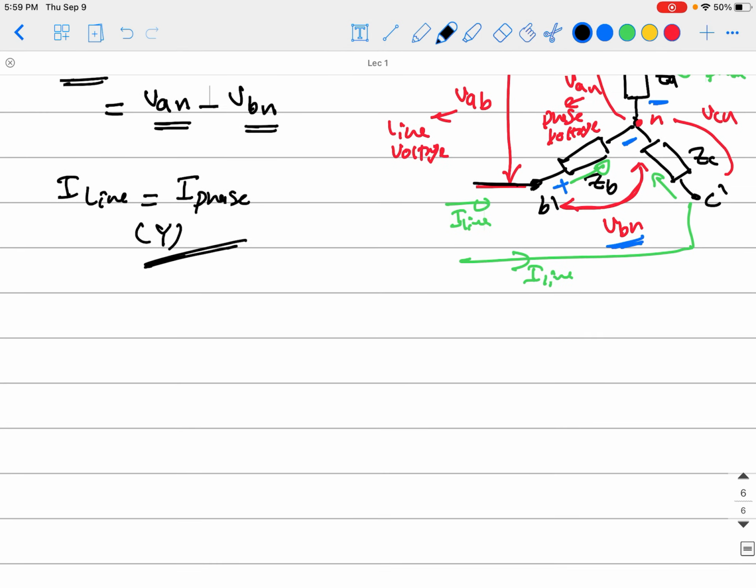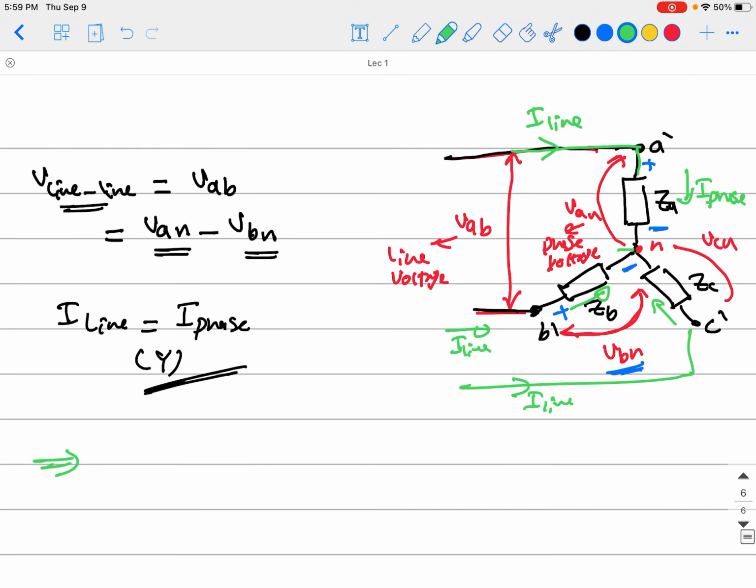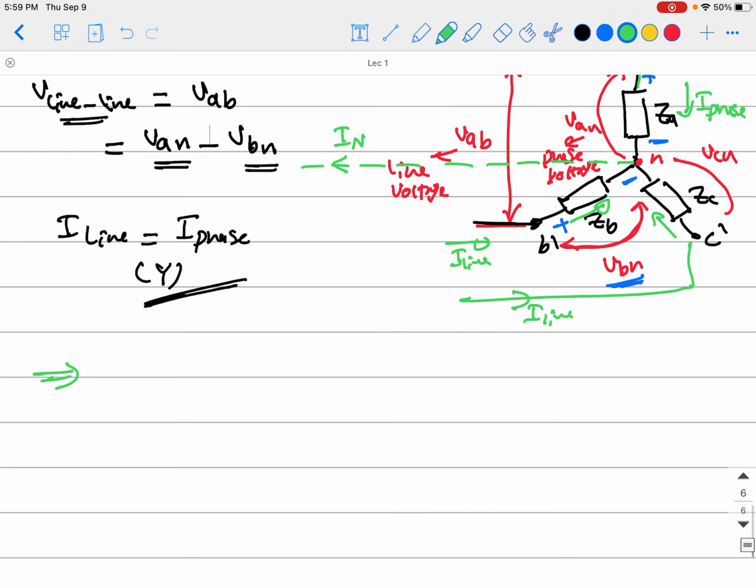By the way, to keep this in mind, and I actually will end with this, is I neutral, because you know there is the neutral current that should be moving here, I neutral, IN, if you can see it from here, is basically equal to I phase A plus I phase B plus I phase C. Okay, guys?